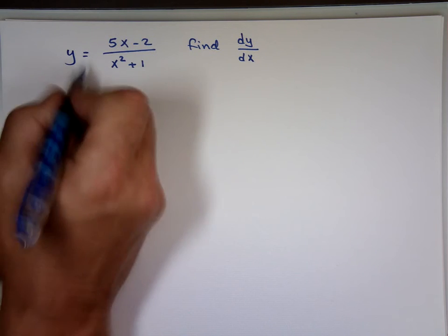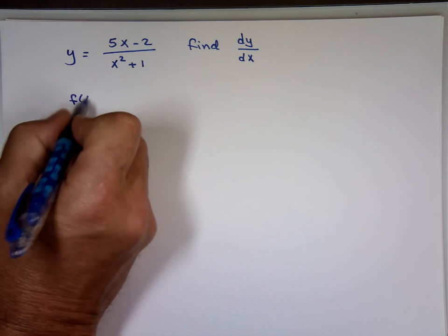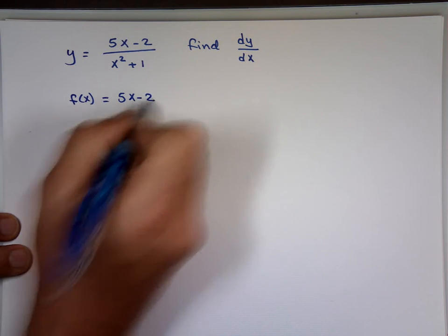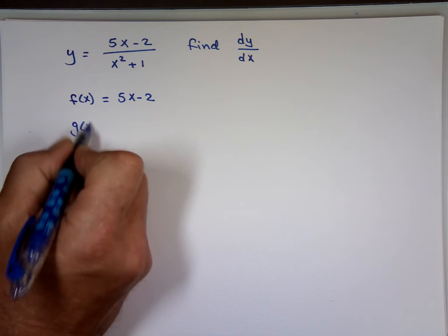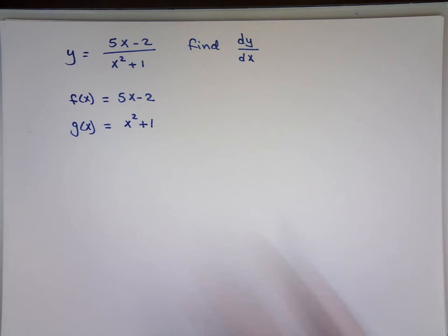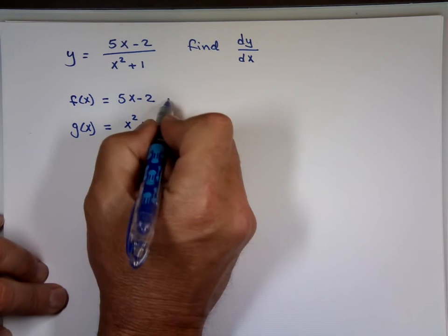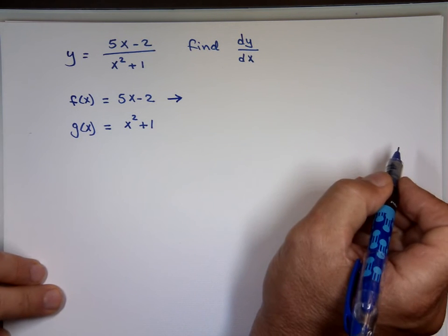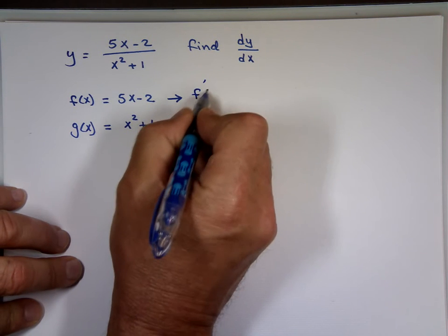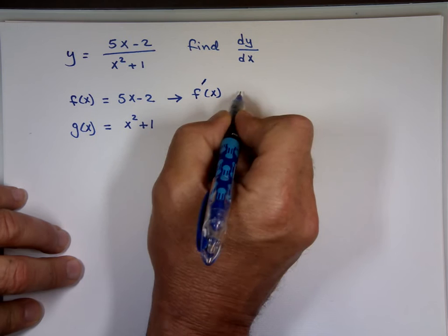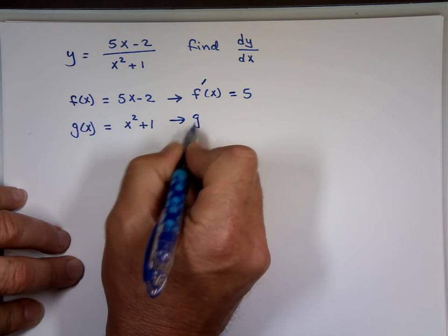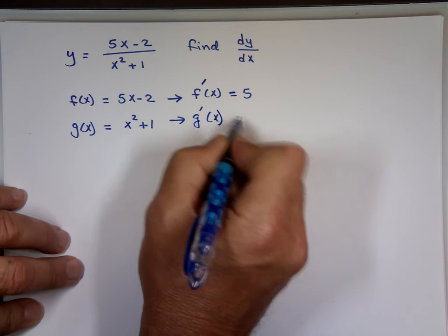Well, let's see. f of x, that's the top, which is 5x minus 2. The bottom, g of x, is x squared plus 1. What's the derivative of that? The derivative of 5x minus 2 is what? 5. The derivative of this is going to be what? 2x.